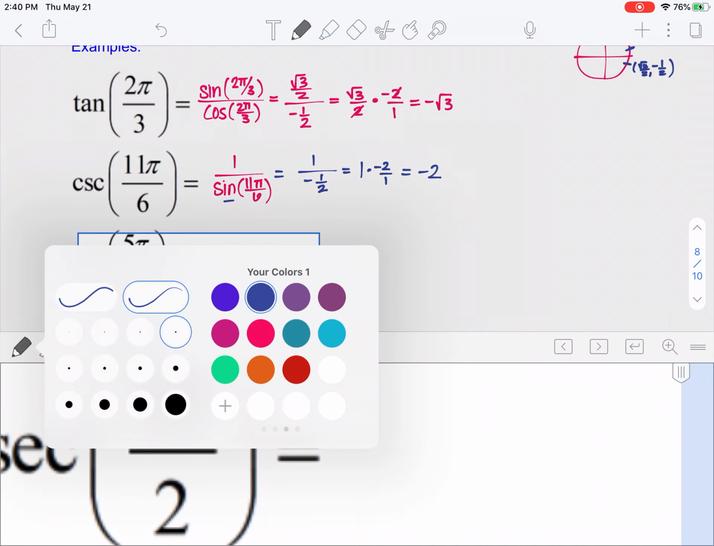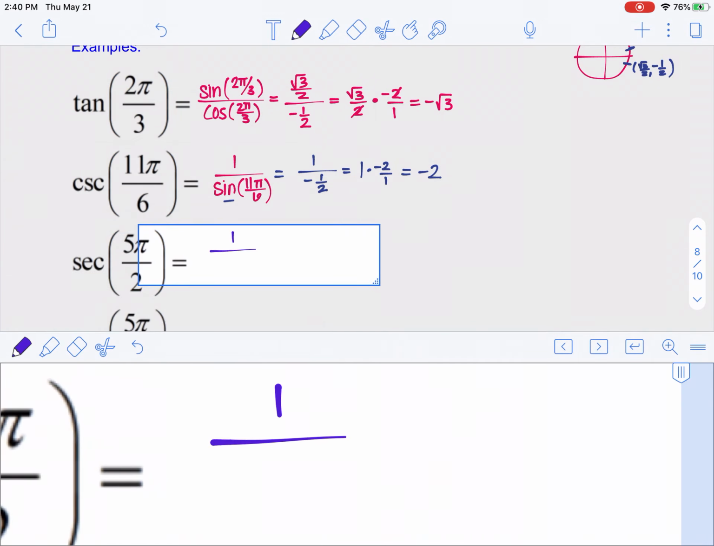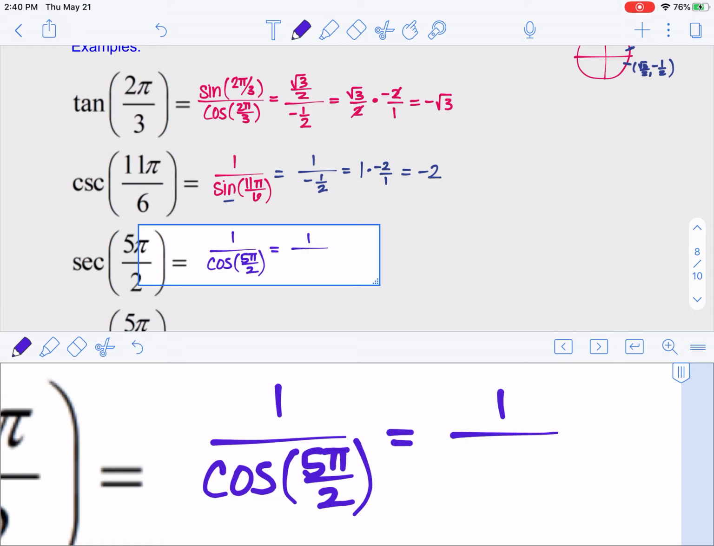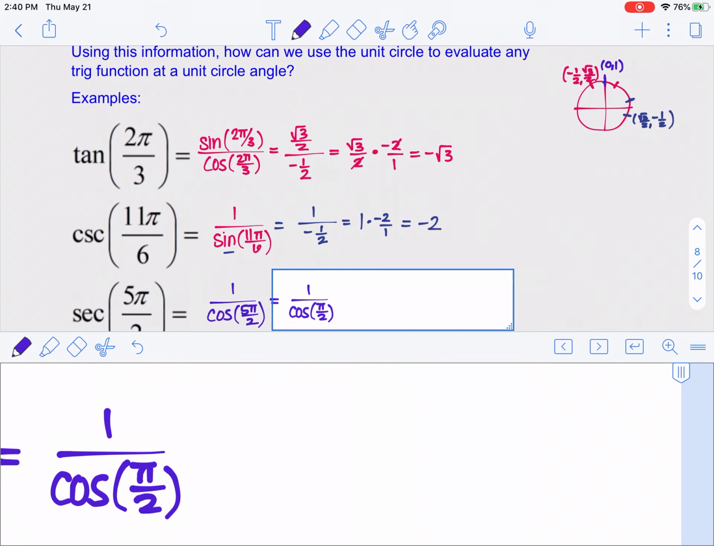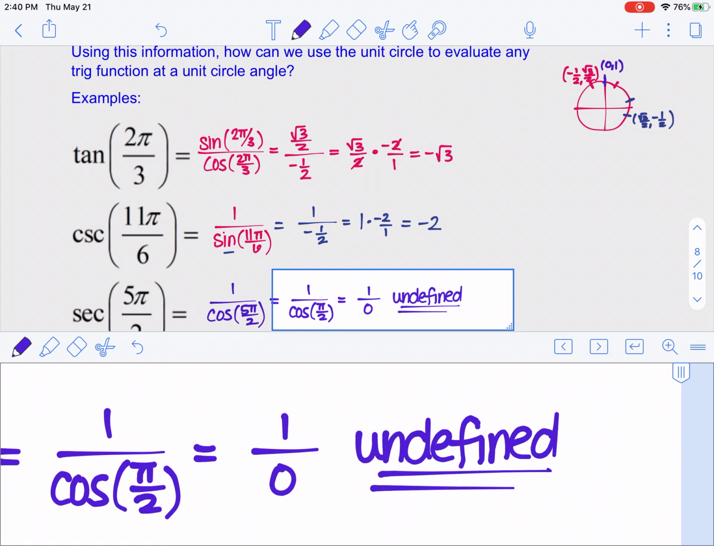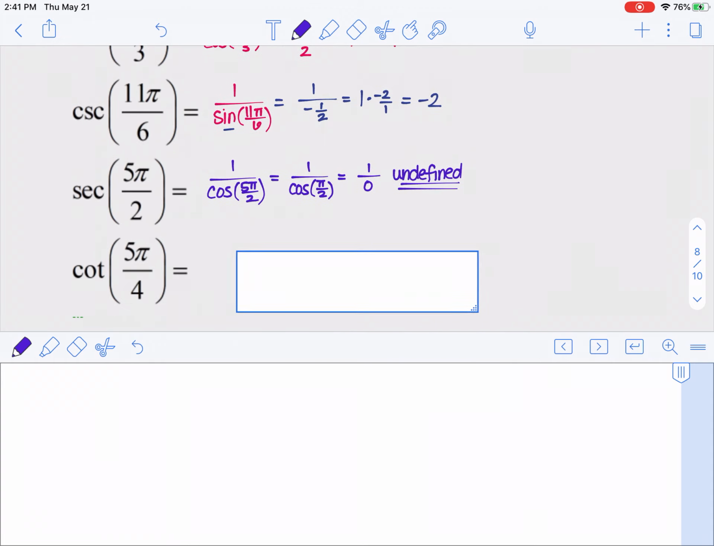Okay, here's the secant one. Let's change up a color. So this is 1 over cosine of 5 pi over 2. Okay, 5 pi over 2, we talked about that angle previously, right? This would be the same thing as saying 1 over the cosine at pi over 2. All right, well, pi over 2 is right here on my circle. I know this is the ordered pair 0, 1. And cosine is the x-coordinate. Now all of a sudden I have 1 over 0. This is undefined. It is not okay to divide by 0. What this means is on the secant graph, there actually is an asymptote at 5 pi over 2, and also pi over 2 since they are equivalent angles.